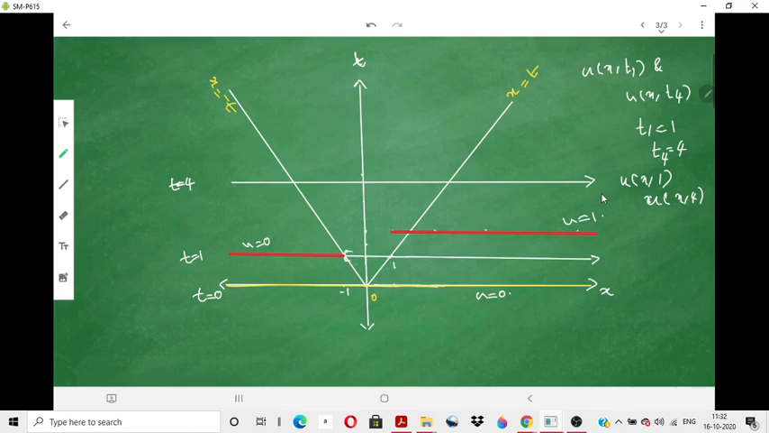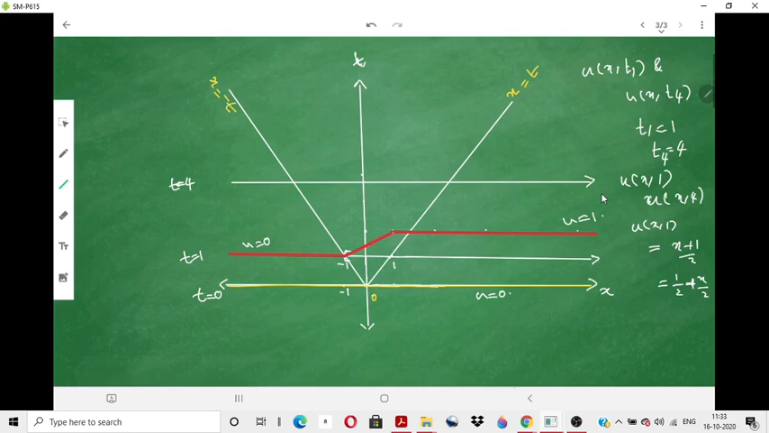Now we need to mark the graph in the interval minus 1 to 1. In minus 1 to 1, we have u of x, 1 equal to (x plus 1) by 2. This is a line with a positive slope 1 by 2. So when x is equal to 0, u is 1 by 2, when x is minus 1, it is 0, and when x is plus 1, it is equal to 1. So these are the points we need to draw the graph like this.